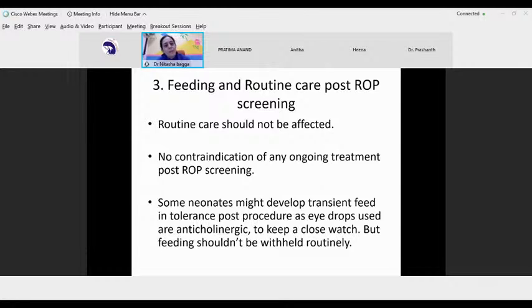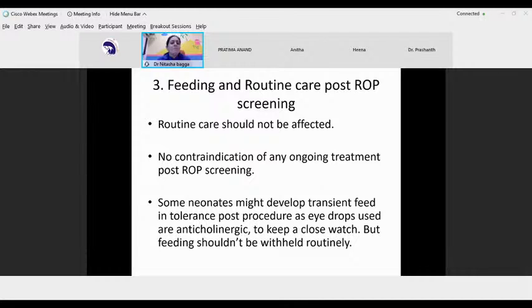Like we do in our unit every Thursday in the morning at around 8 o'clock. We do a routine for routine feeding, routine procedures and everything post ROP. So if there are no major concerns, there are no contraindications of any ongoing treatment post ROP, so we don't need to be worried about any further thing.